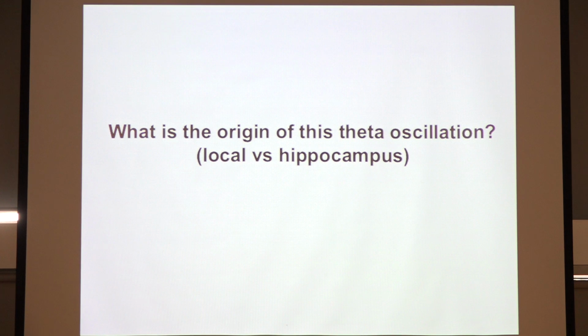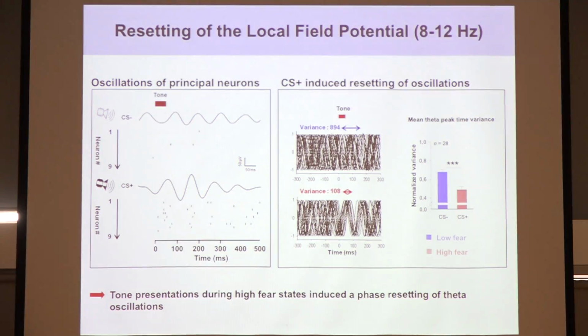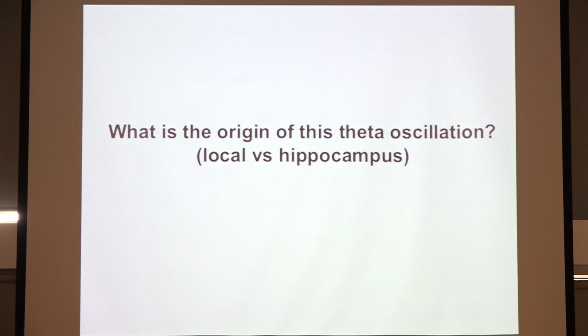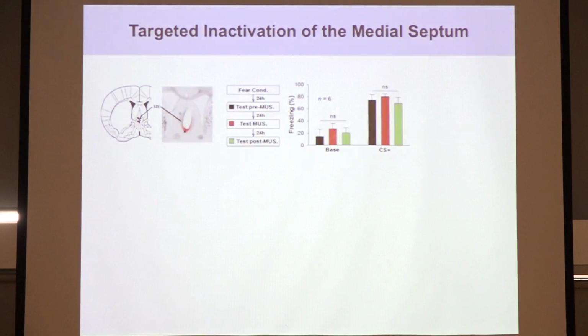You probably know that theta oscillation has been strongly linked to the hippocampus. So the obvious question we had here was whether or not this theta oscillation recorded in the prefrontal cortex was coming from the hippocampus. In other words, is it locally generated or is it generated in the hippocampus? To address this question, we again used a targeted inactivation of the region involved in the genesis of theta oscillation, that is the medial septum.